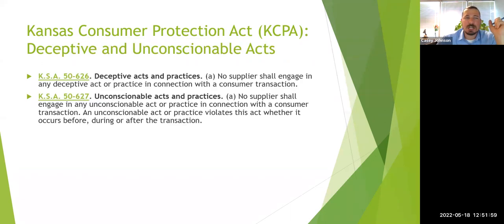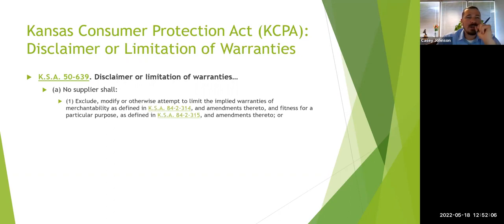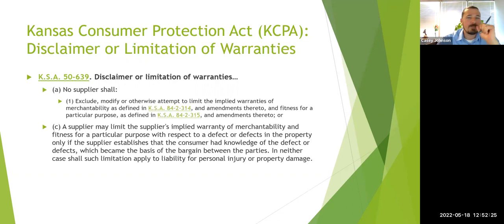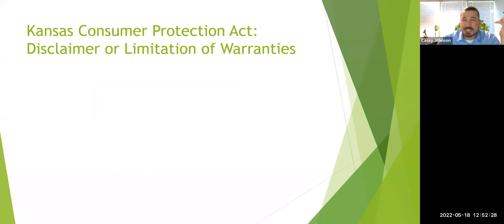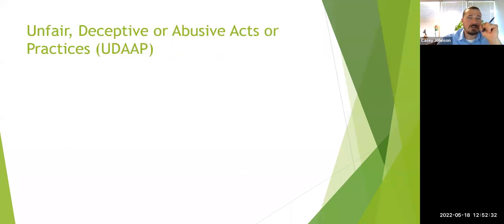Basically, deceptive and unconscionable acts. One of the common ones is a disclaimer of warranties where they just say, oh, we're selling this as is. You cannot, under the Kansas Consumer Protection Act, disclaim the implied warranty of merchantability or the implied warranty of fitness for a particular purpose. So if they tell you this house is great, you can have your small business here, but then there's an HOA provision that says you can't do that, that could be an unconscionable act or a deceptive act or practice. If they do that, it can be a $10,000 civil penalty and you can get attorney fees. So just something to think about.